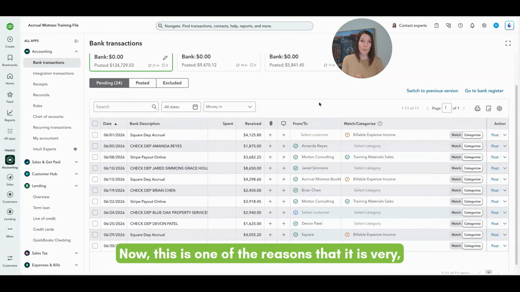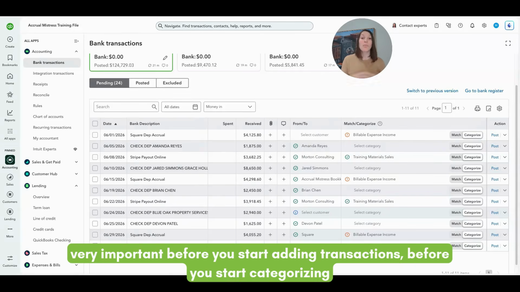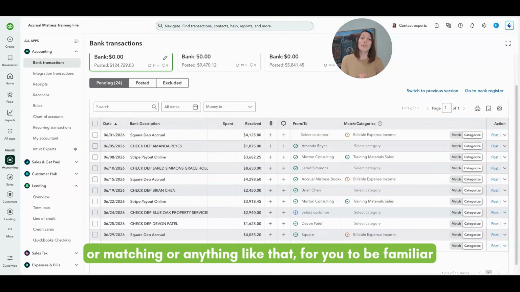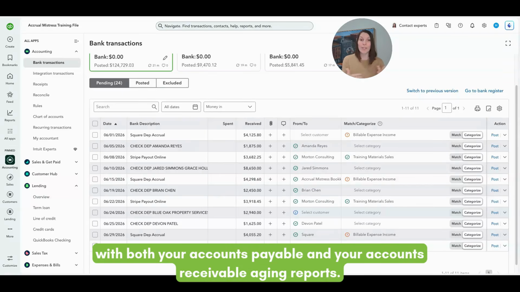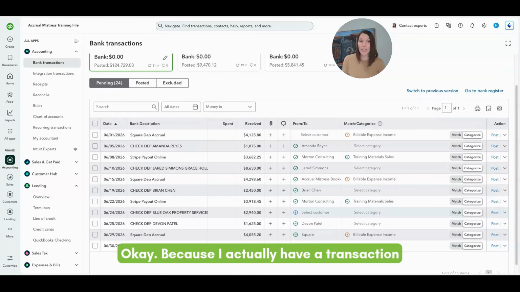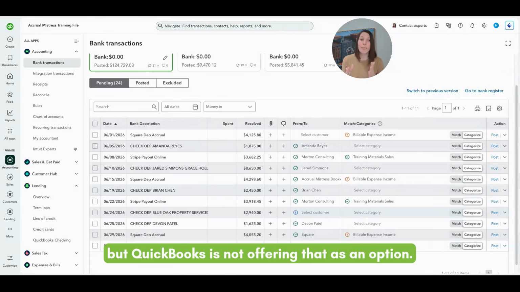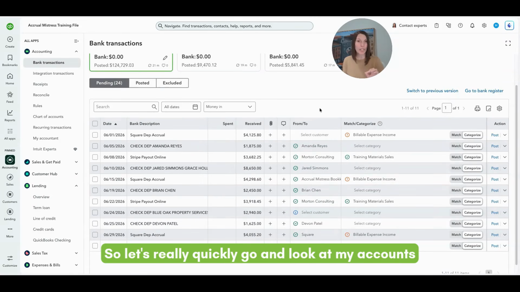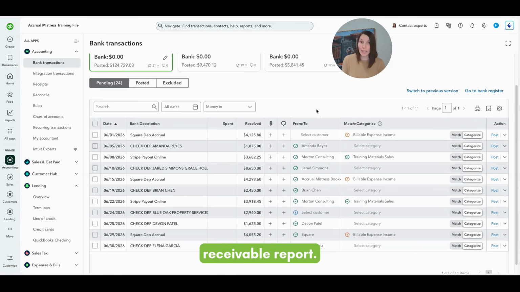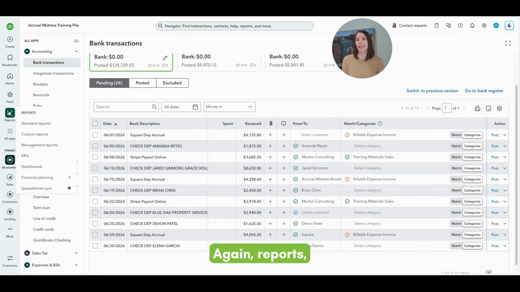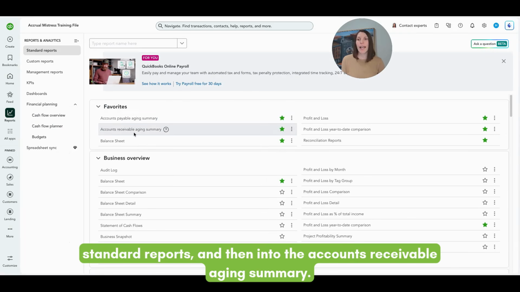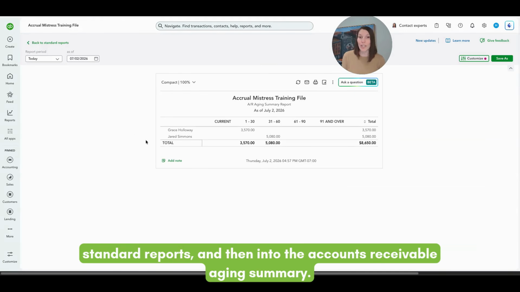Okay. Now, this is one of the reasons that it is very, very important before you start adding transactions, before you start categorizing or matching or anything like that, for you to be familiar with both your accounts payable and your accounts receivable aging reports. Because I actually have a transaction on here that really should be matched to other transactions, but QuickBooks is not offering that as an option. So let's really quickly go and look at my accounts receivable report. Again, reports, standard reports, and then into the accounts receivable aging summary.